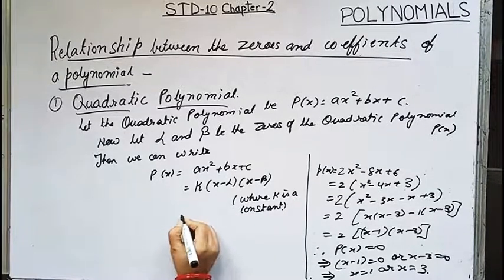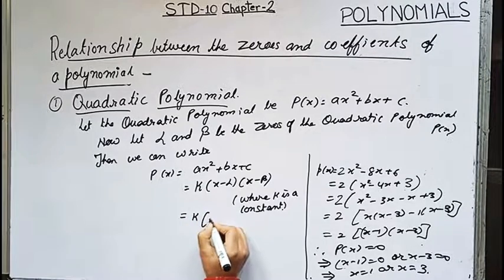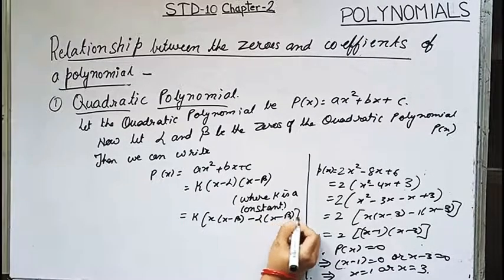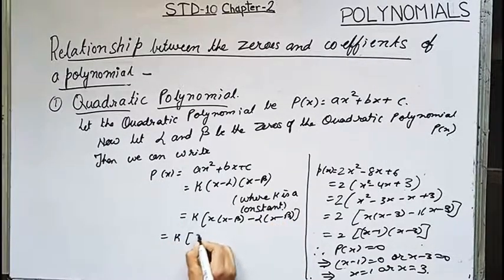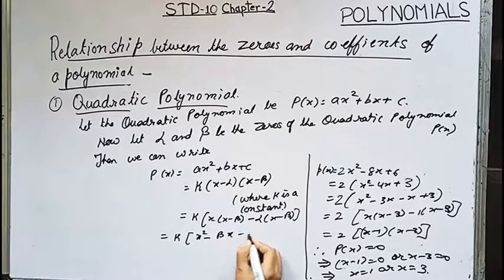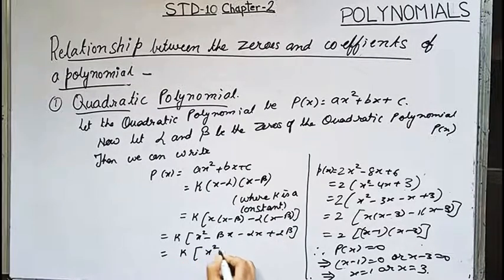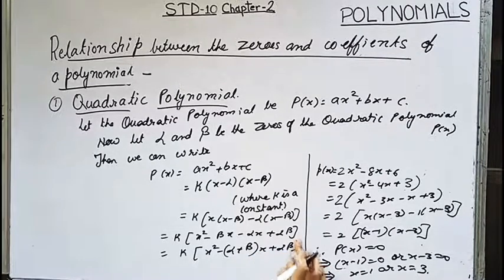Let us proceed further. Let us expand it. This will be k times [x into (x minus beta) minus alpha into (x minus beta)], which equals k[x square minus beta x minus alpha x plus alpha beta]. So this equals k[x square minus (alpha plus beta) x plus alpha beta]. Now open the bracket: kx square minus k(alpha plus beta) x plus k alpha beta. Let us make it equation number 1.